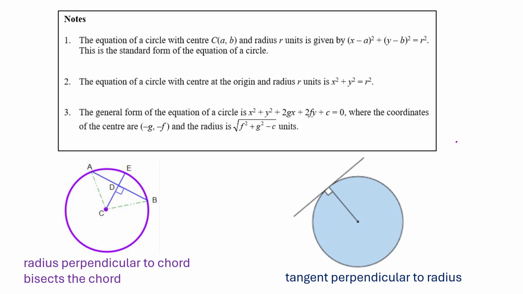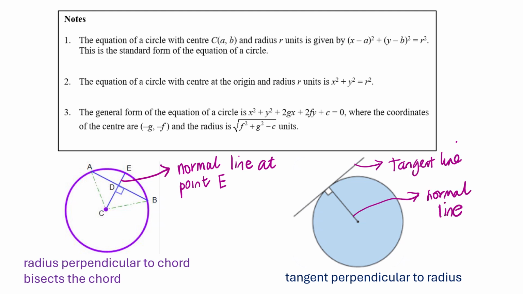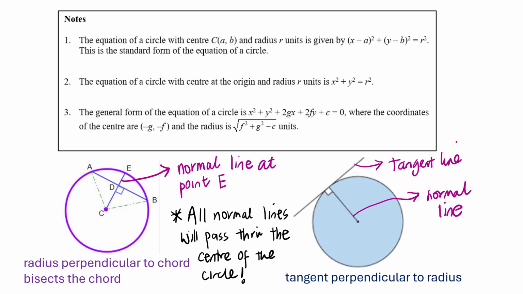Another concept that you need to take note of is the tangent is perpendicular to the radius. So the line that's highlighted, CE, is actually a normal line at point E because it is perpendicular to the chord AB. And all normal lines will pass through the center of the circle.